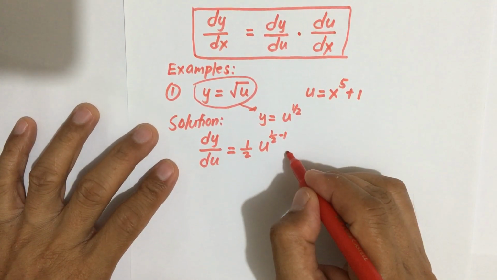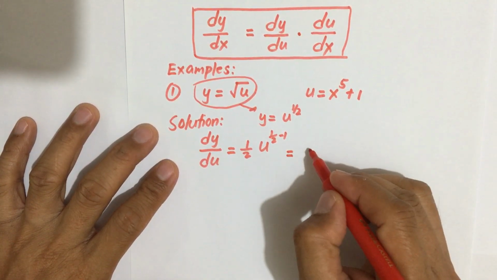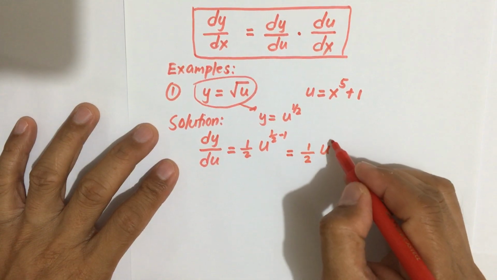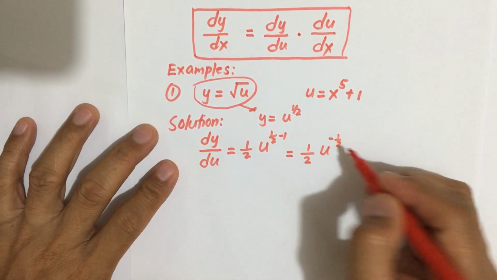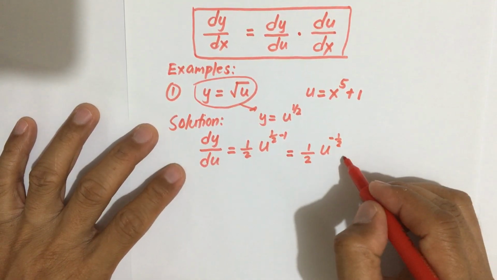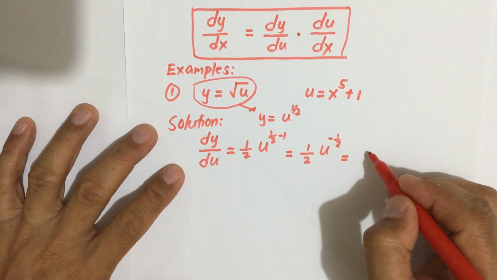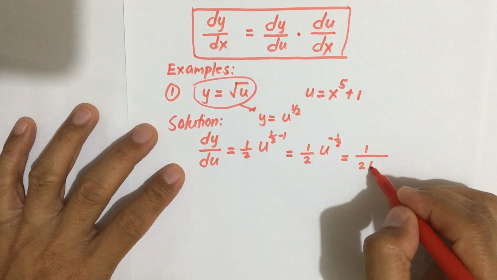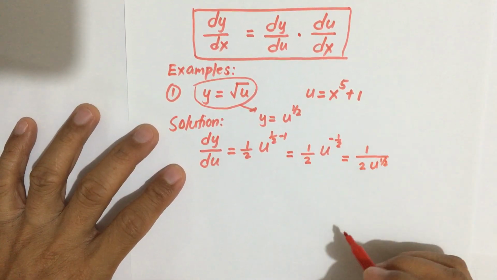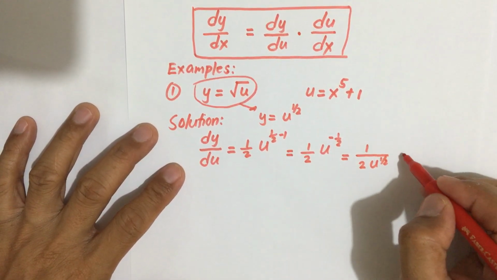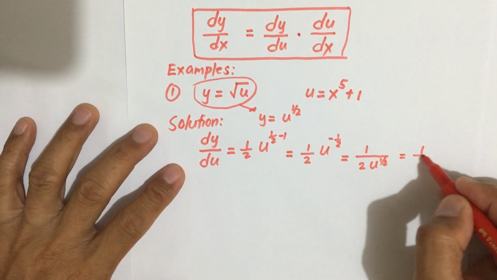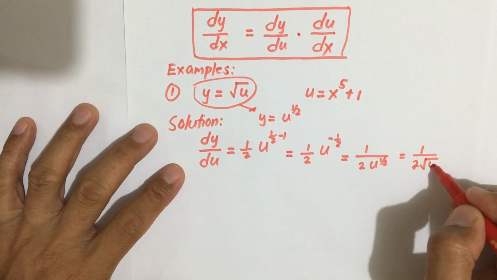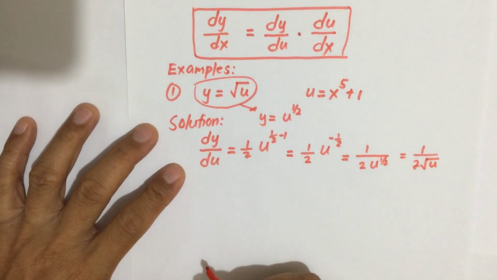So this is equivalent to 1/2 times u to the power negative 1/2, or we can write it as 1 over 2 times u to the power positive 1/2. And this is also equivalent to 1 divided by 2 times the square root of u. Okay?